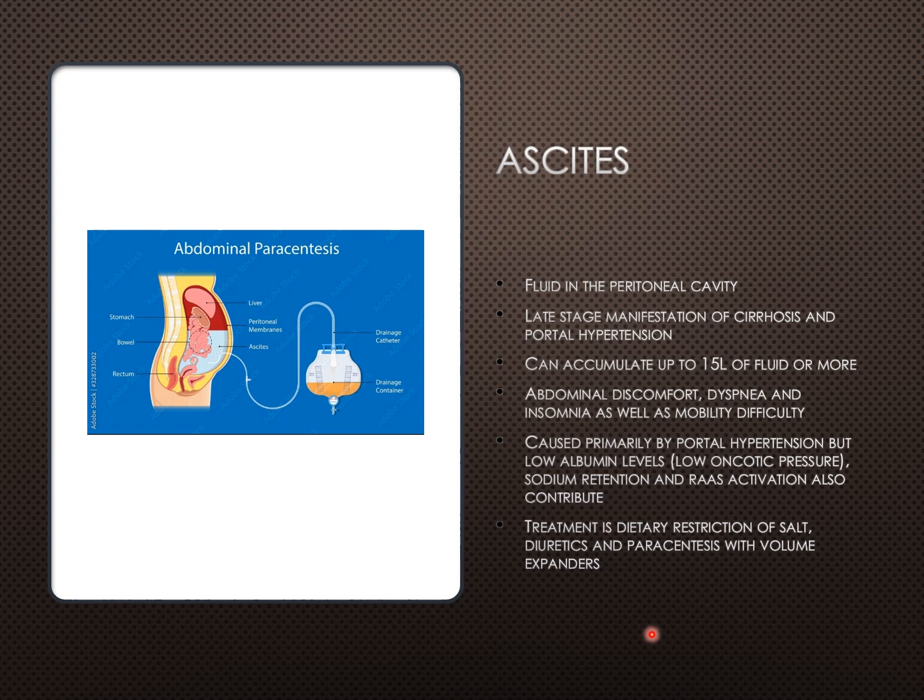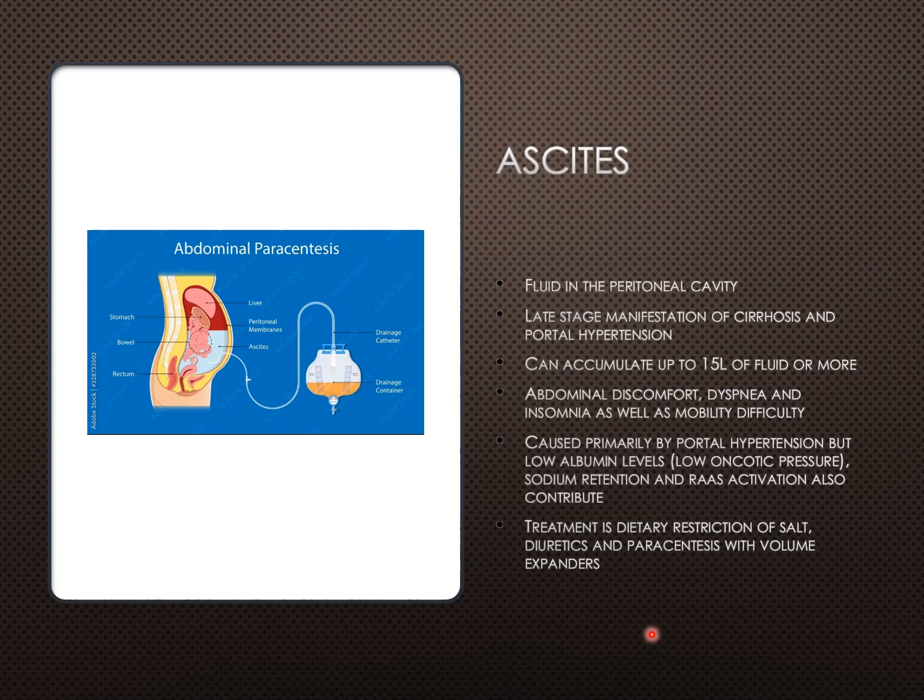And it's also a significant cause of the loss of independence for many of these late stage liver failure patients. And it's caused primarily by portal hypertension. So that portal hypertension causes an increase in the pressure in all of the peritoneal capillaries, and so they start to leak fluid across.